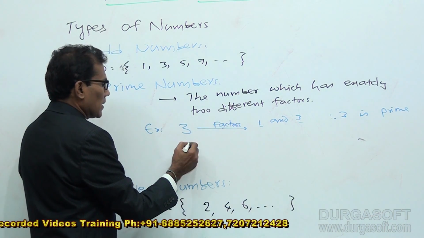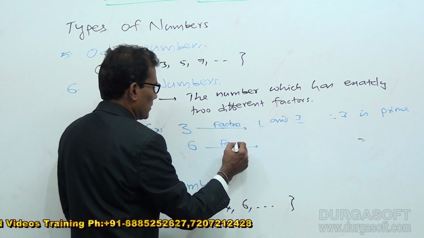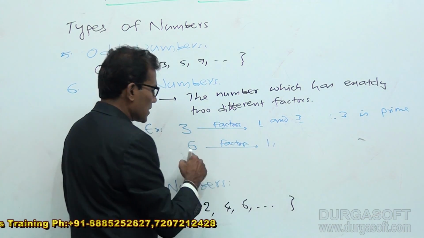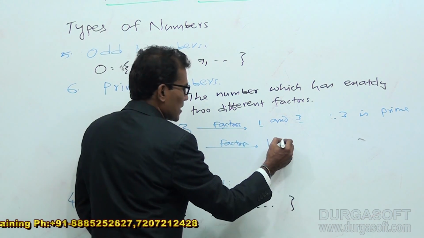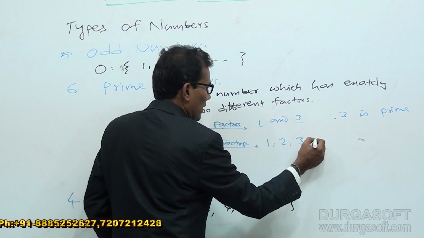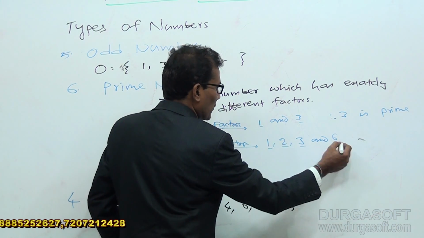If I take 6, let us see what happens. The factors are: 6 is divisible by 1, 6 is divisible by 2 also since it is an even number, and this is divisible by 3 and it is divisible by 6 also. It has 1, 2, 3, 4 factors.